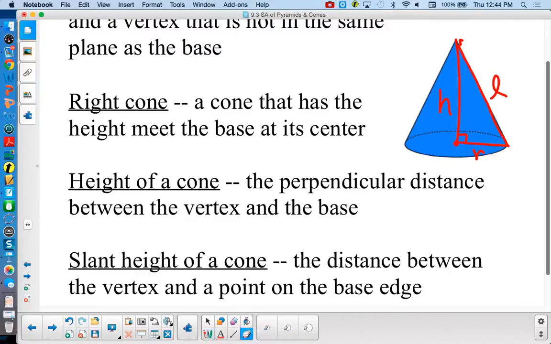And we'll build an example with some numbers. Let's go with 5 for the radius, 13 as the slant height. What's the surface area of that cone?